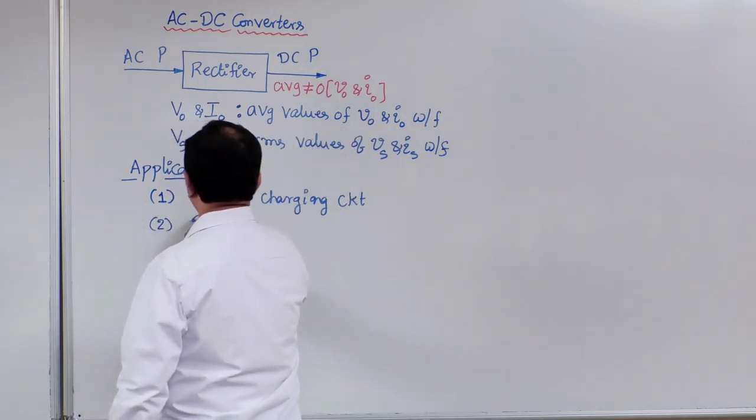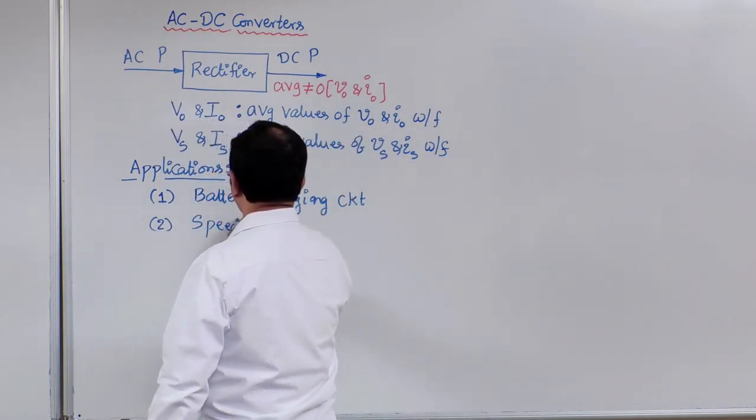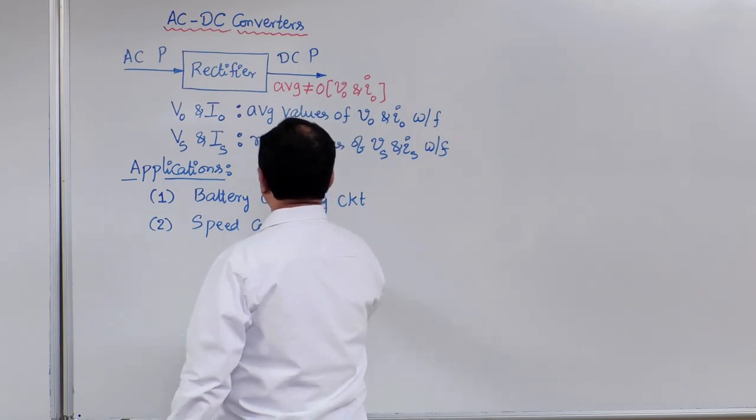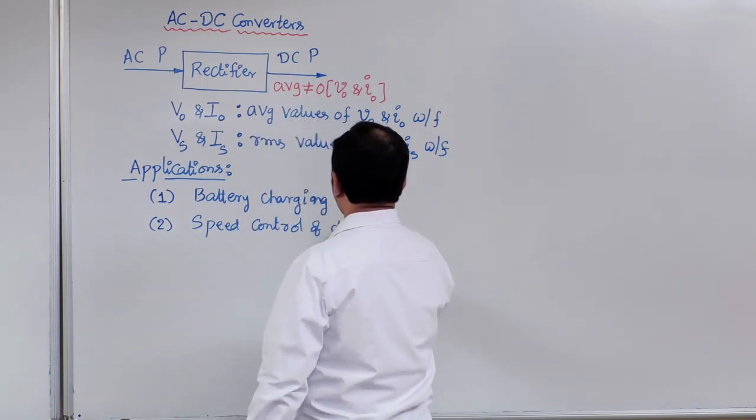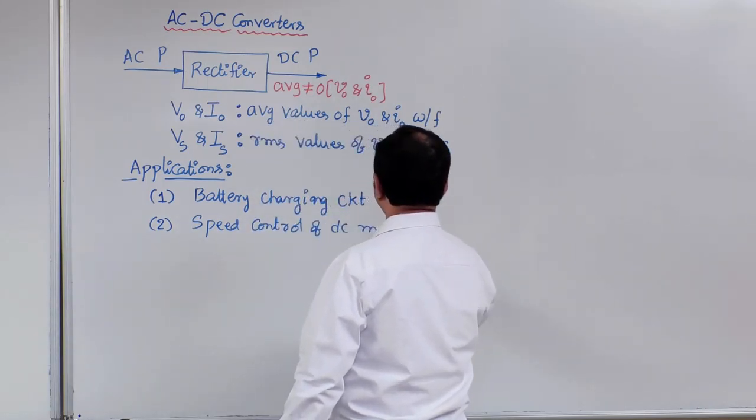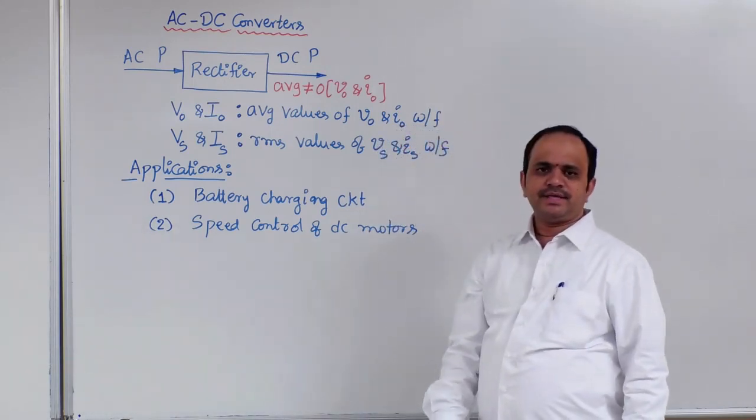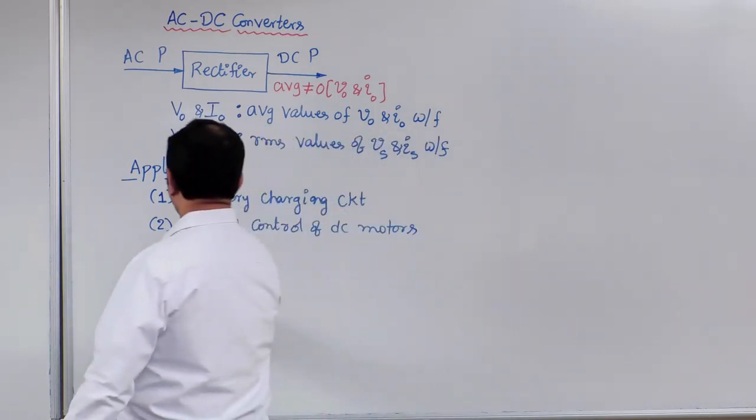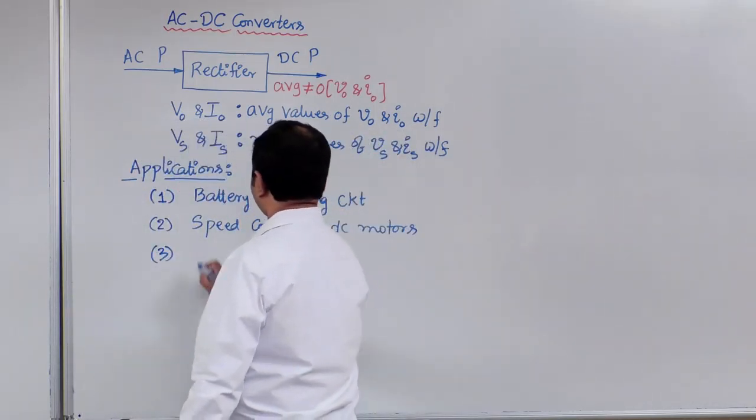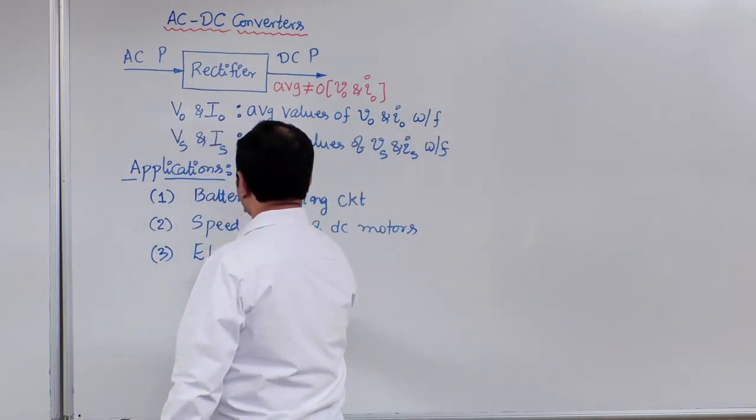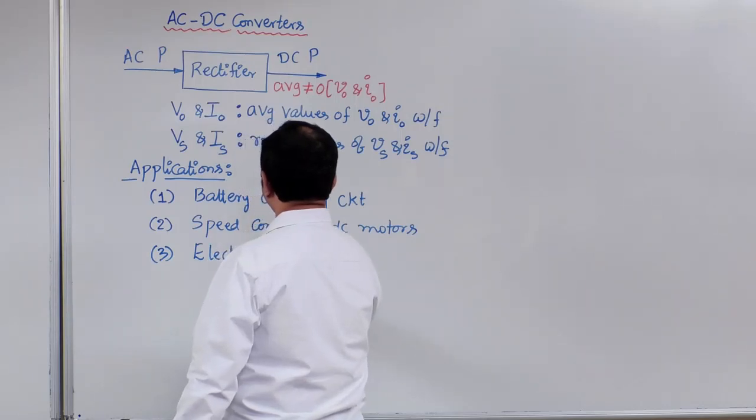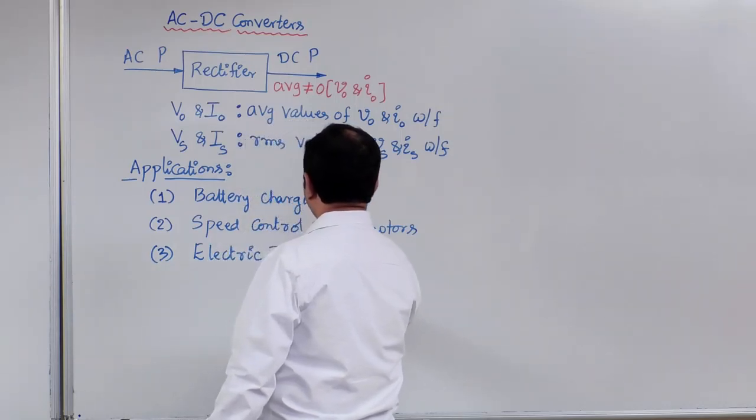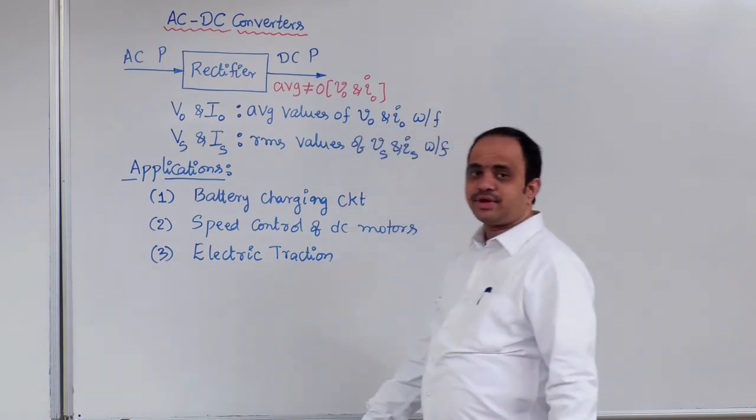Second one is speed control of DC motors. Okay. Next. Third one is electric traction.